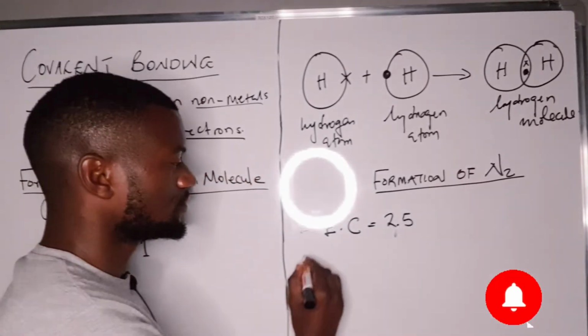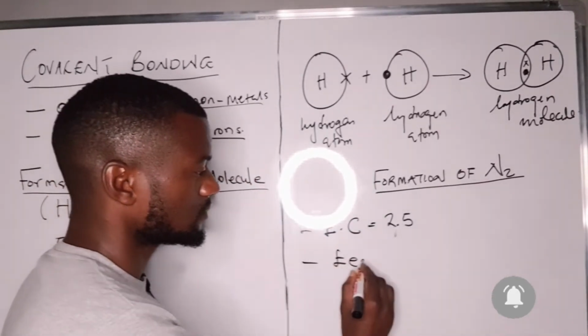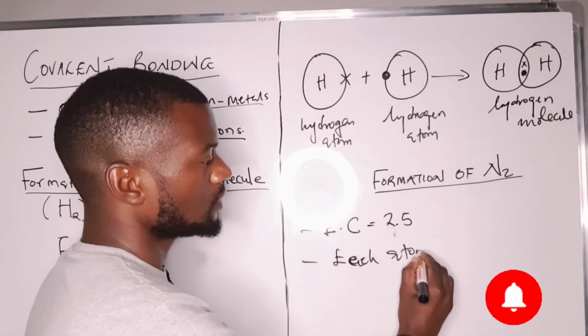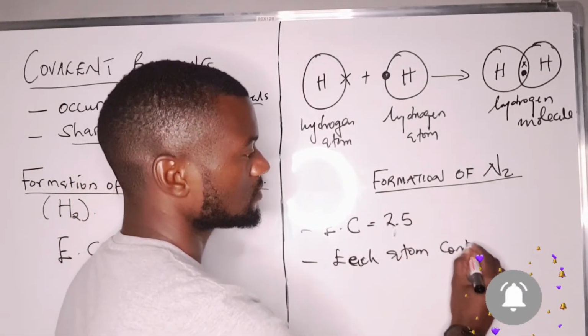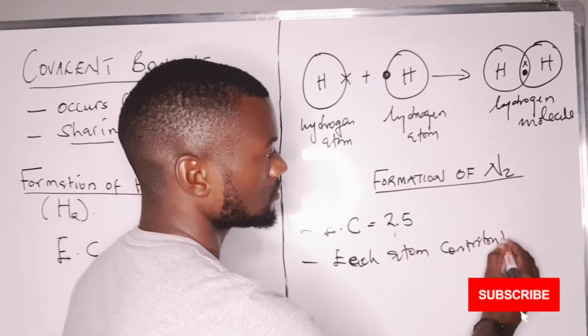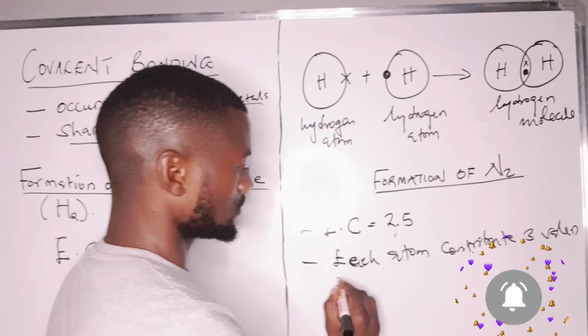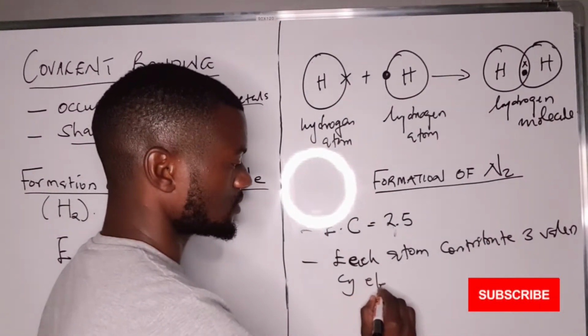Each atom of nitrogen will contribute 3 valence electrons.